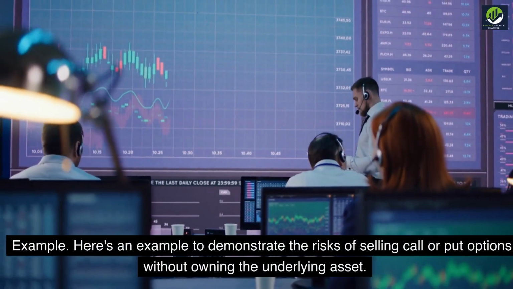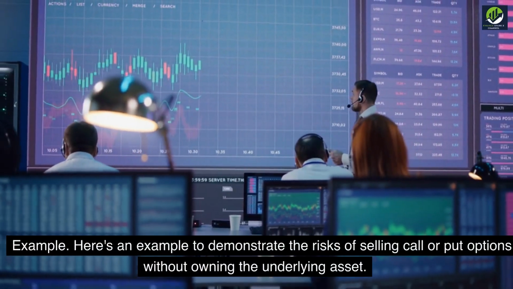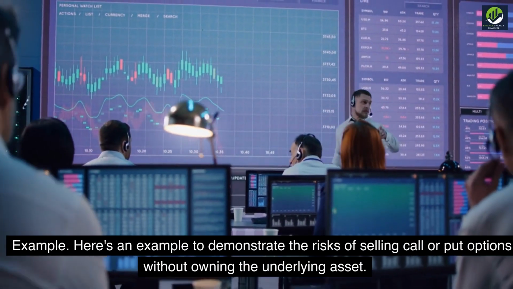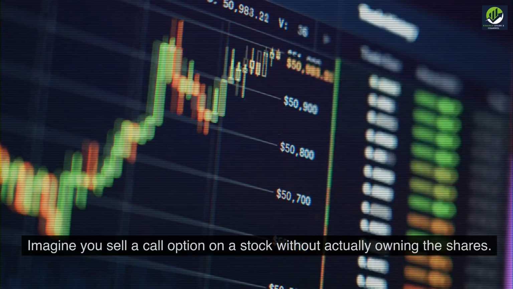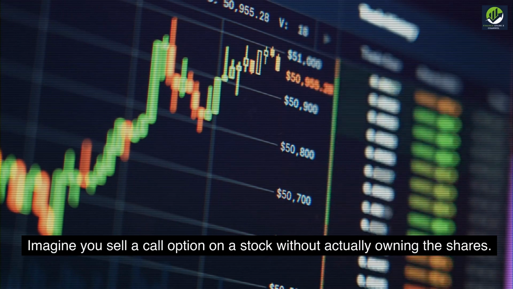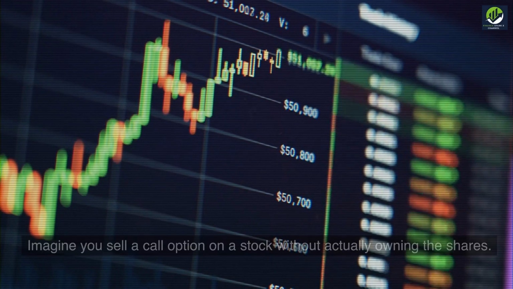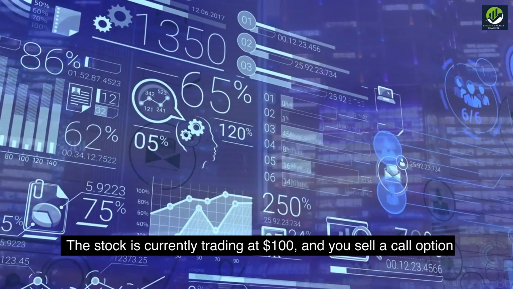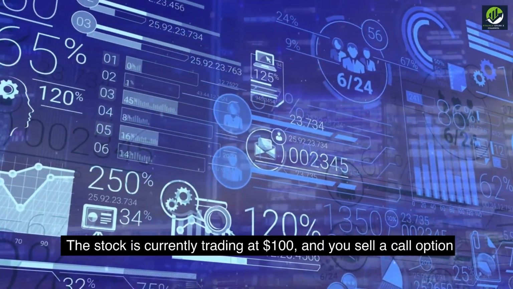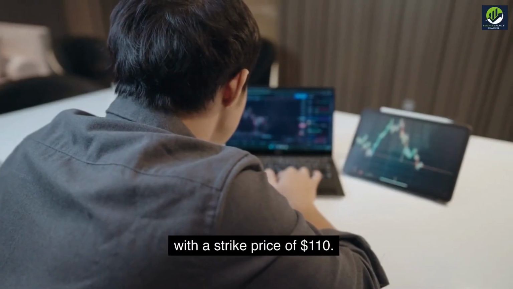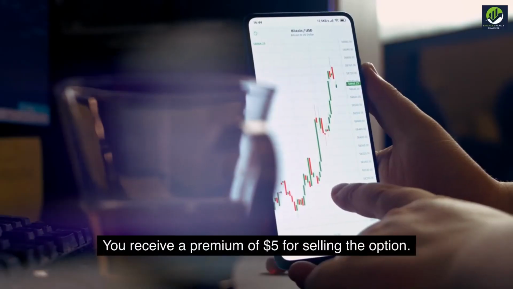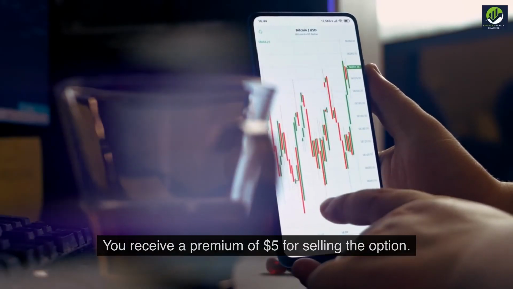Example: here's an example to demonstrate the risks of selling call or put options without owning the underlying asset. Imagine you sell a call option on a stock without actually owning the shares. The stock is currently trading at $100, and you sell a call option with a strike price of $110. You receive a premium of $5 for selling the option.